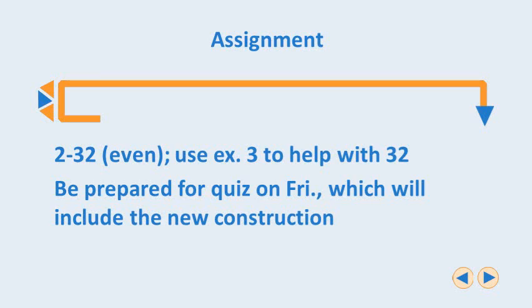All right, so I want you to do 2 to 32 even, and when you get to 32, look back at example 3 to help you. You also need to be prepared for a quiz on Friday, and this quiz will include the new construction on making tangents to a circle from a point outside the circle, and that's going to mean it's 20% of your grade, so please make sure you're practiced and prepared for that.